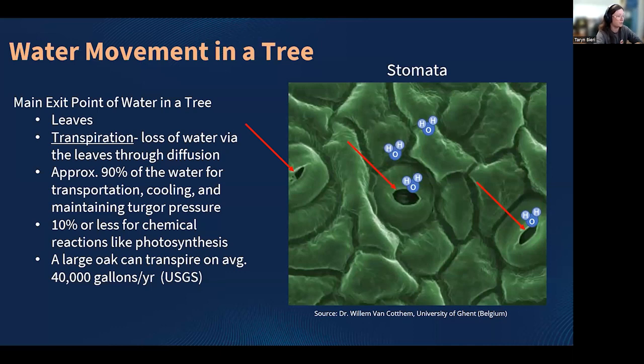So around 90% of the water moving through a tree is used for transportation of nutrients and other solutes, cooling off the tree's temperature, kind of in the same way we sweat to cool off our body, and maintaining turgor pressure, or essentially preventing the cells in the tree from becoming flaccid. And then 10% or less is used for chemical reactions like photosynthesis. And I thought this was kind of a cool fact. According to the USGS, a large oak can transpire on average 40,000 gallons of water in a year.